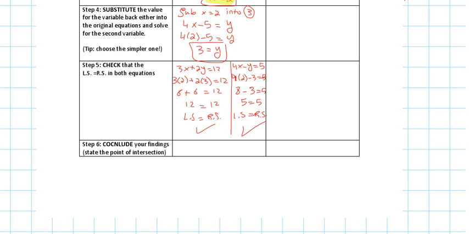Okay? So at the end, I'm going to say that my point of intersection is what? POI is, what's the x value? 2. And what's the y value? 3. So my point is 2, 3.